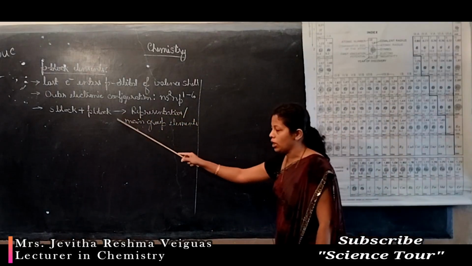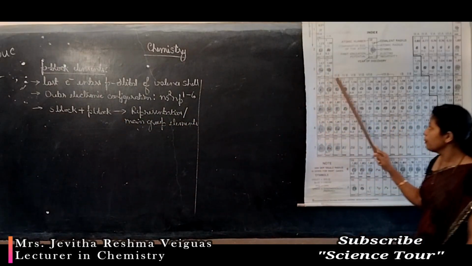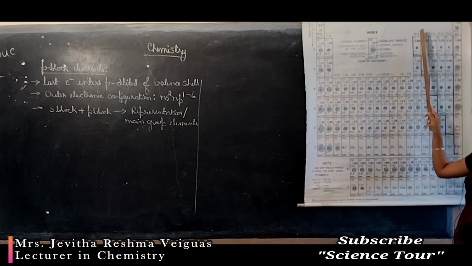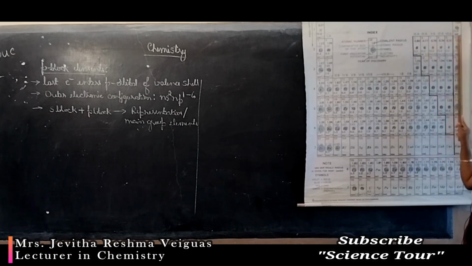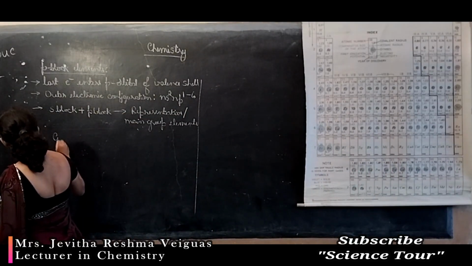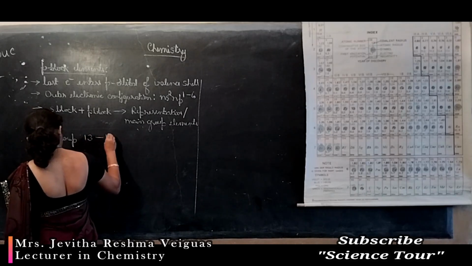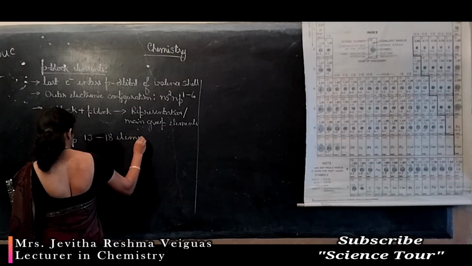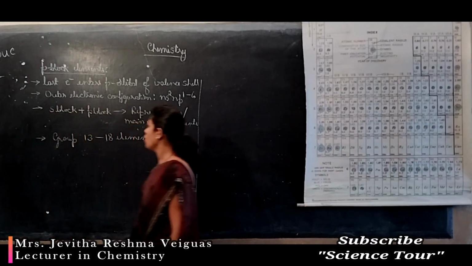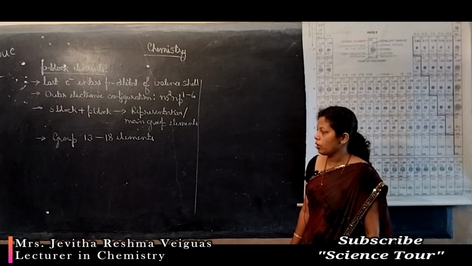Now which are P block elements? They are present on the right hand side of the periodic table, that is group 13, 14, 15, 16, 17, 18. These elements, group 13 to 18, are P block elements.